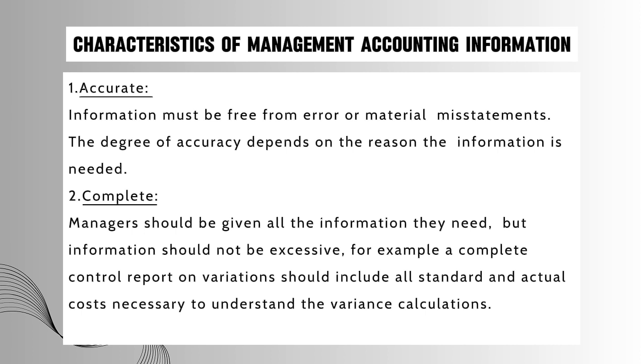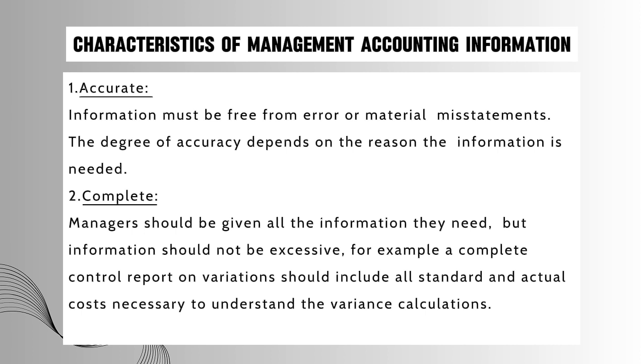1. Accuracy. Information must be accurate. It must be free from error or material misstatements. The degree of accuracy depends on the reason the information is needed. For example, reports may show figures to the nearest 1,000 Ghana cedis or to the nearest 100,000 Ghana cedis for a report on the performance of different divisions. Alternatively, when calculating the cost of a unit of output, managers may want the cost to be accurate to the nearest cedi or even pesos.